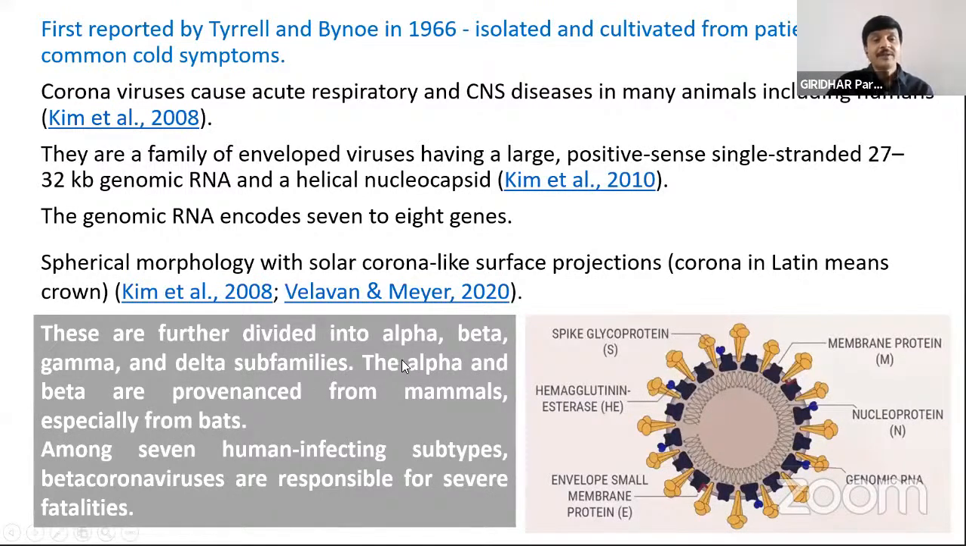These are further divided: this SARS-related, that means severe acute respiratory syndrome related, virus particle is basically divided into alpha, beta, gamma, and delta. Different subfamilies are there based on the variation in their protein structure. The alpha and the beta come from mammals, especially from the bats, and they are responsible for infecting the human. That's why these beta coronaviruses are considered a threat to the human population.